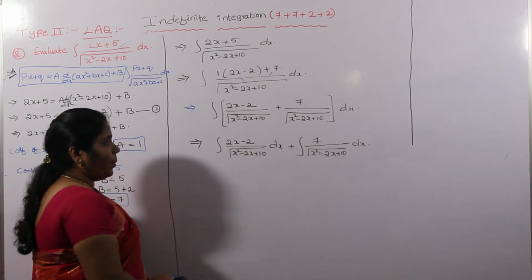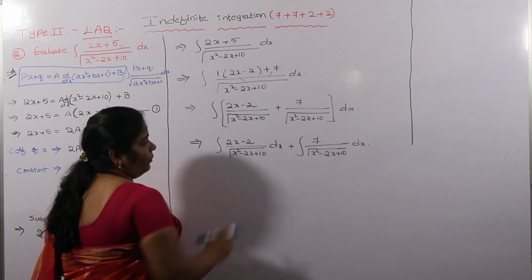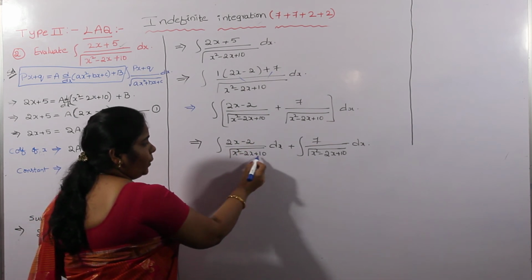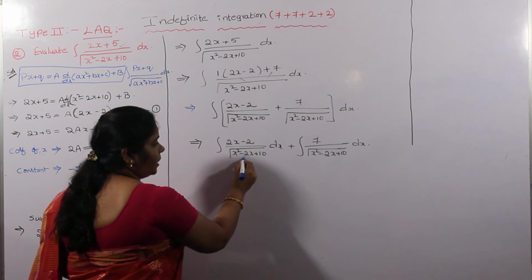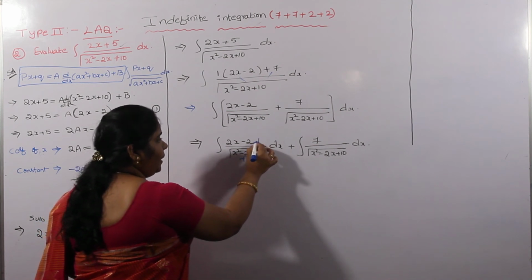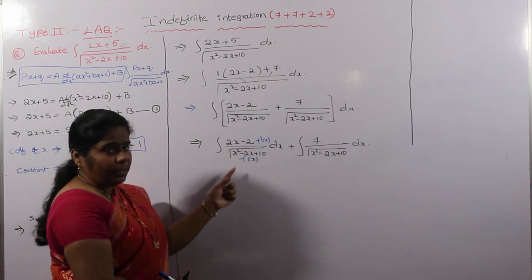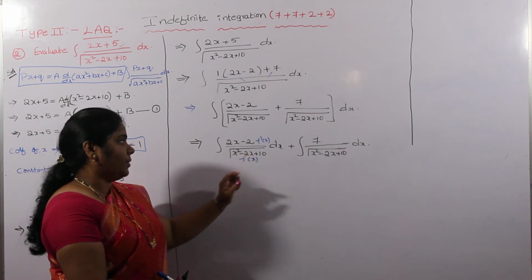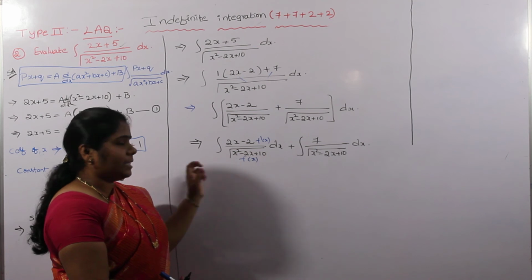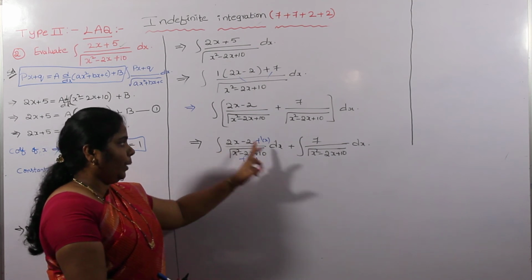Now this is in the form of f dash of x by root f of x. Suppose x square minus 2x plus 10 is f of x. This becomes f dash of x. How is it? Differentiation of x square is 2x, minus 2 into differentiation of x, which is 1. So the differentiation of x square minus 2x plus 10 is 2x minus 2.